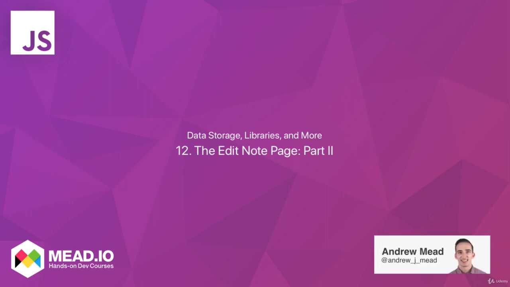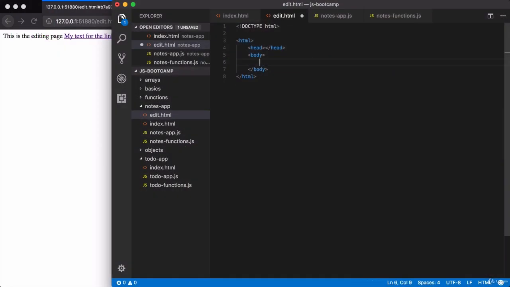Let's continue working on the edit page. In this one, we're going to set up those fields and make sure they actually change the data in local storage. The first thing I want to do is load in the necessary scripts, and there are going to be two. The first script that we're going to load in is one that actually already exists.